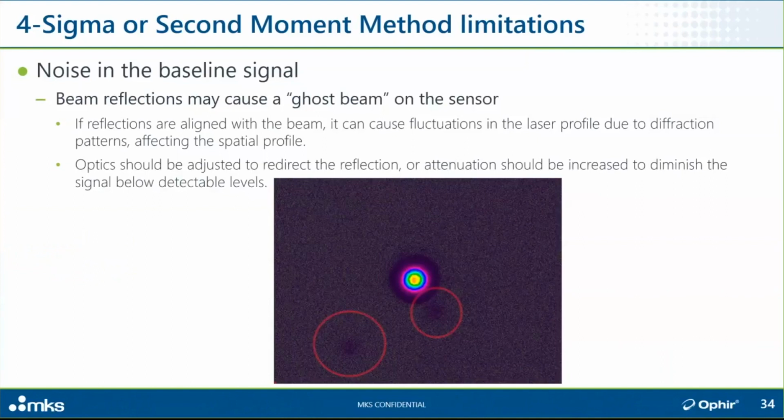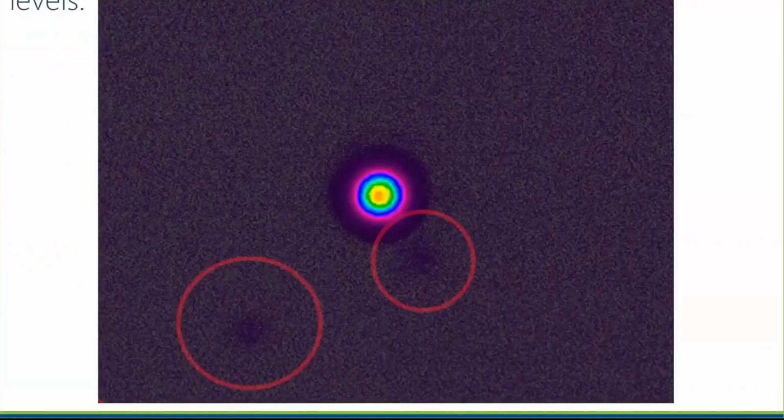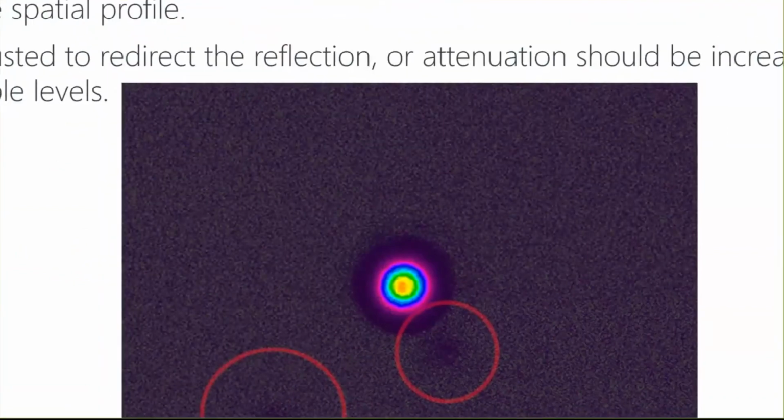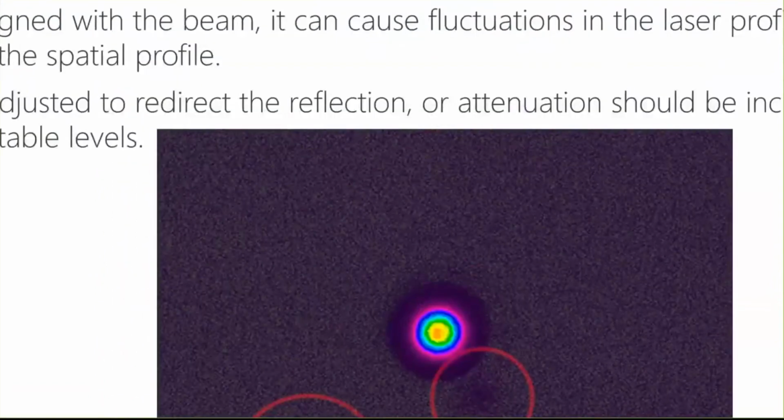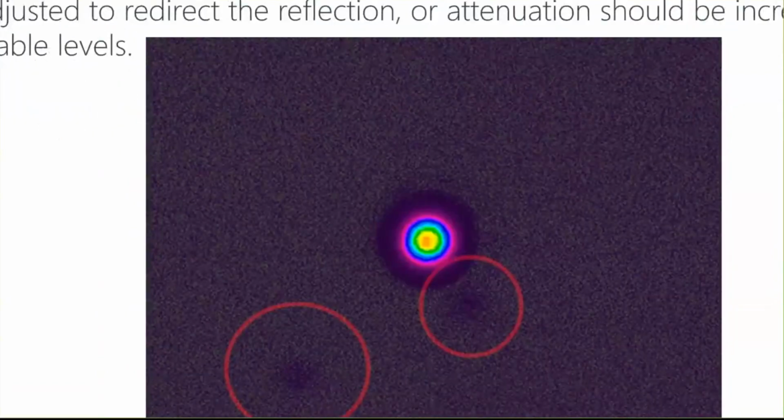One of the first is ancillary beam reflections, or ghost beams, as they're sometimes called. If those reflections are aligned with the beam you're trying to measure, it can cause fluctuations and interference with the primary laser, and it'll cause your results to be incorrect. So you want to make sure that you move these beams away from your beam. So long as they're moved off, they're not going to affect your beam measurement.